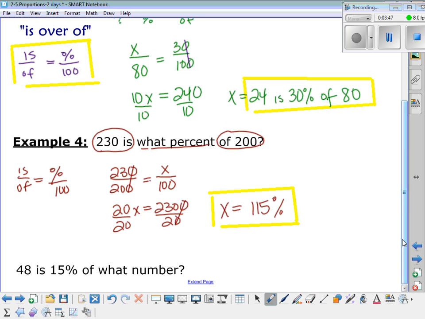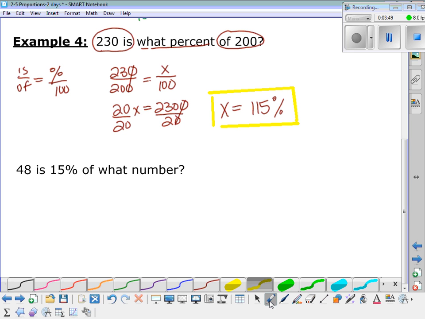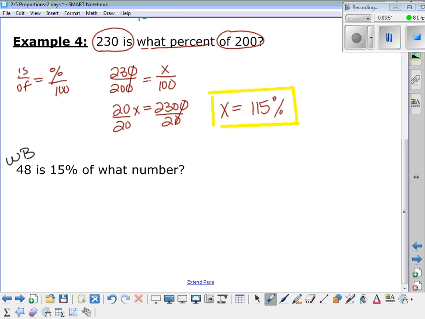All right, so let's see how you guys can do this now. On your whiteboards, I want you to try and do this one. 48 is 15% of what number? So before you solve the problem, first show me how you set it up, okay? So just set up the proportion, don't solve it yet. Let me see that.